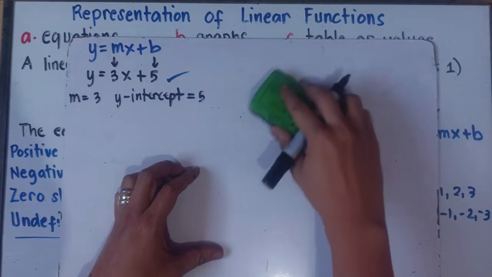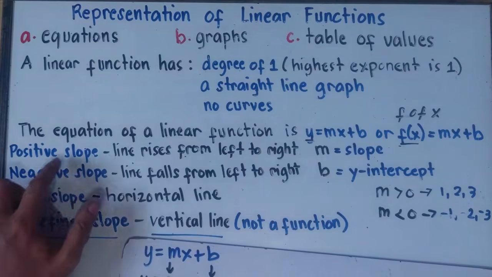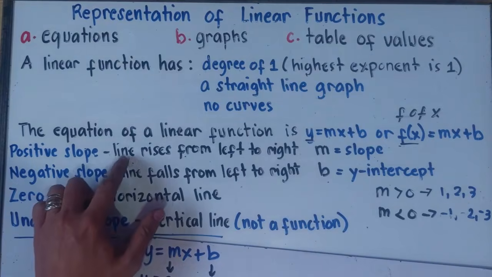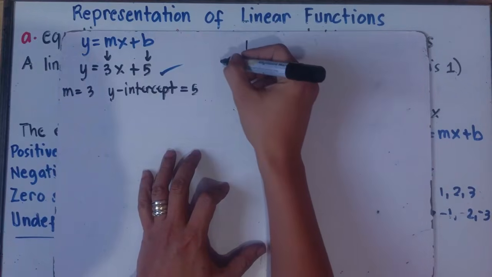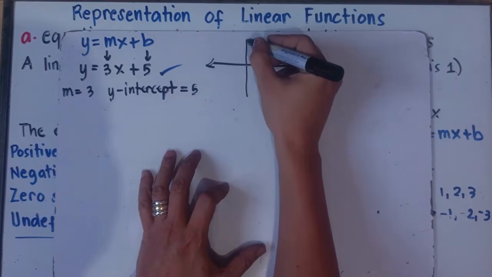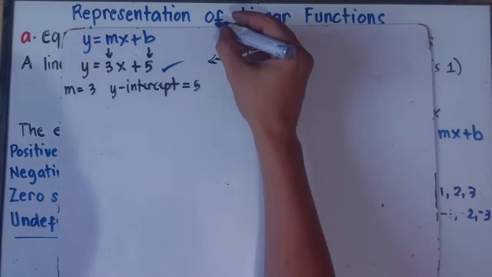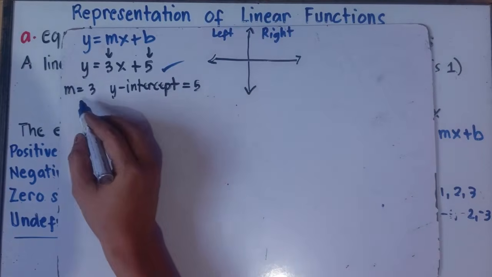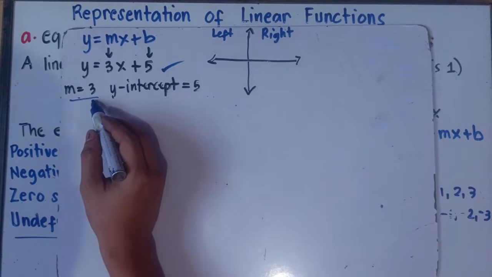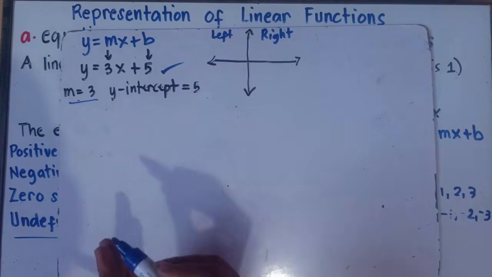Now, what would be your expected graph? Your expected graph would be a line that rises from left to right. Once again, if your m is positive, the line rises from left to right. Let me draw this one. If you have this graph, where is left with regards to this Cartesian plane? That's correct, this is left, and this is right. Therefore, if your m is positive, you have a positive slope, and your expected graph is a line that rises from left to right.